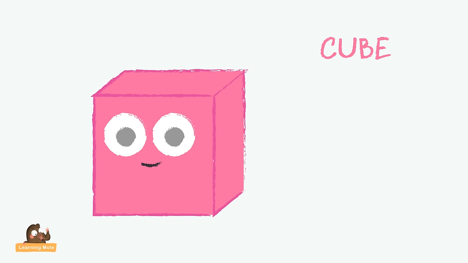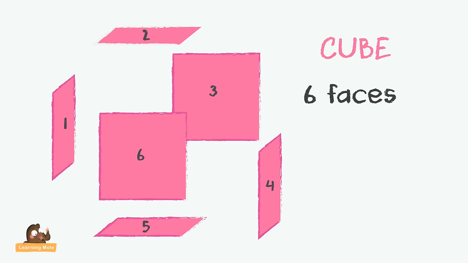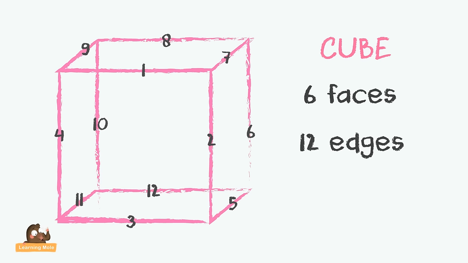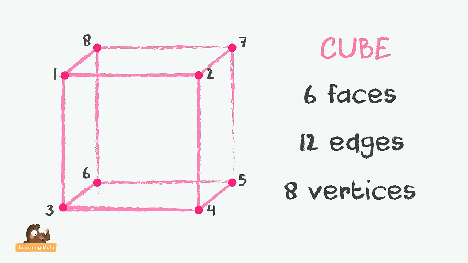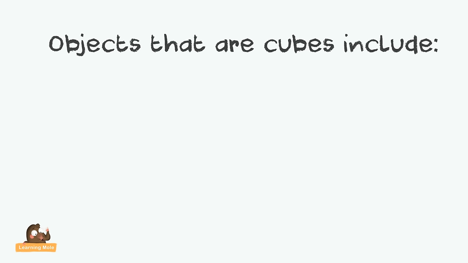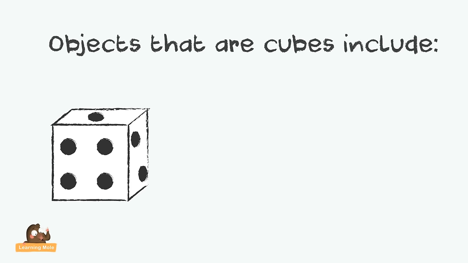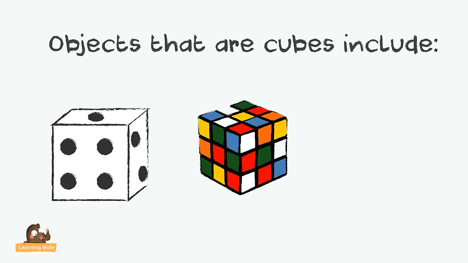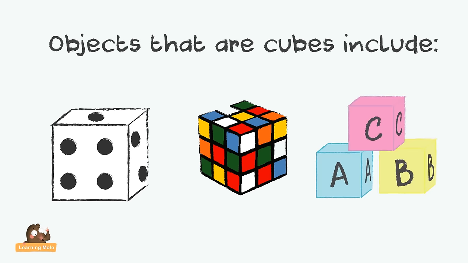Cube. A cube has six faces, 12 edges, and 8 vertices. Objects that are cubes include dice, Rubik's cube, building blocks.